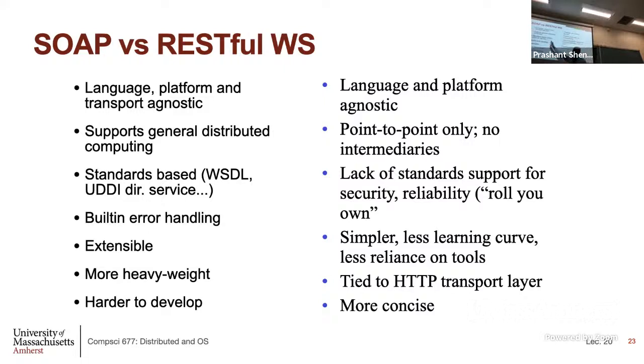The left column here is all properties of standard web services and SOAP. Here is what RPCs do. So this one is language agnostic, platform agnostic, transport agnostic. Here the transport is HTTP. You can't change that. But you can write your RESTful web application in any language you want and any platform you want. That's not restricted, so you still have a lot of flexibility.